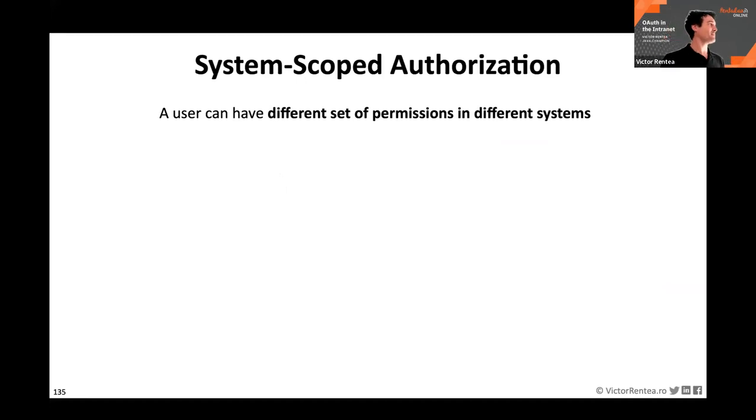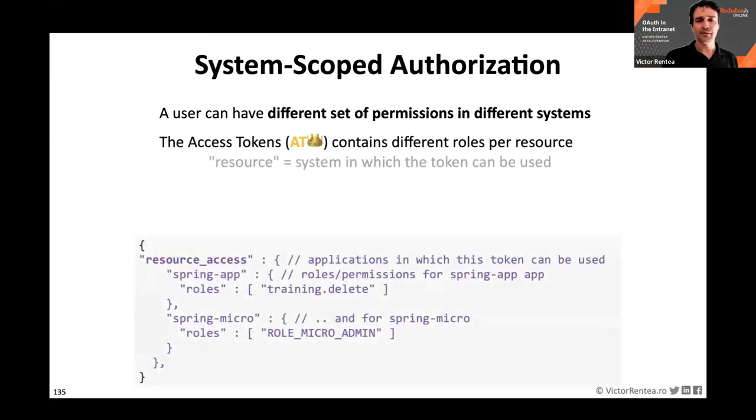I mean, like, duh. One, I don't know, regular employee can be admin of an application running inside the shop, something, in the office, in some site, but might not even have user role in a backend super core system over there that manages contracts and invoices. It might not be that employee's role to manage that, to access that. So the access token can then contain different roles per resource. That's called resource access. What does that mean? It means that you have, you see, Spring App, Spring Micro, these are two clients in OAuth terms. I told you, remember, clients are basically applications. So in this application, I have this permission. In this application, I have this permission, right?